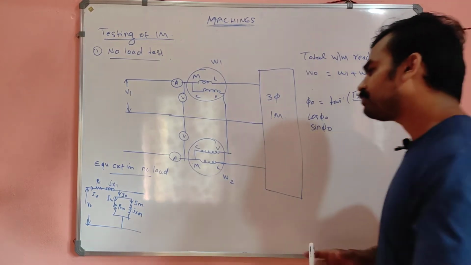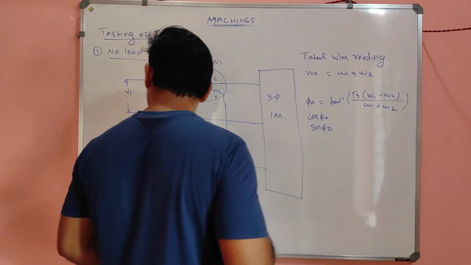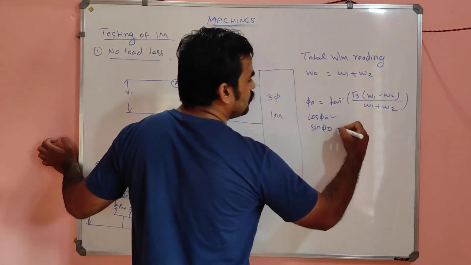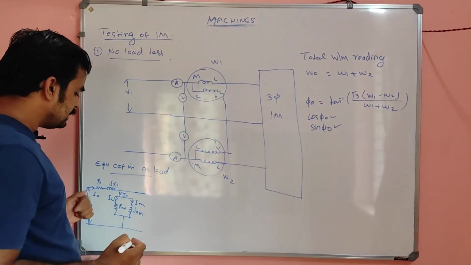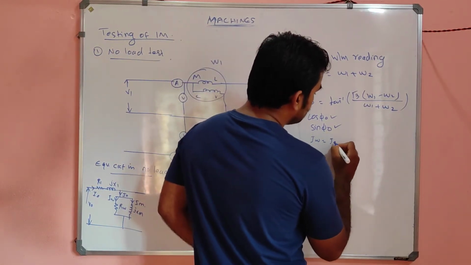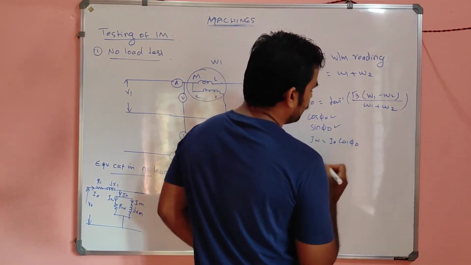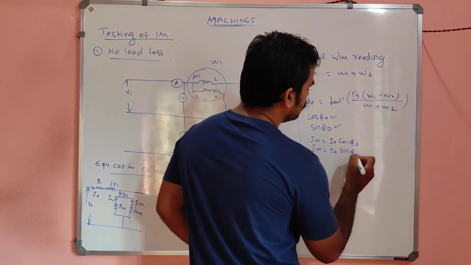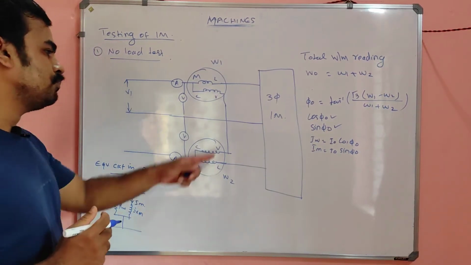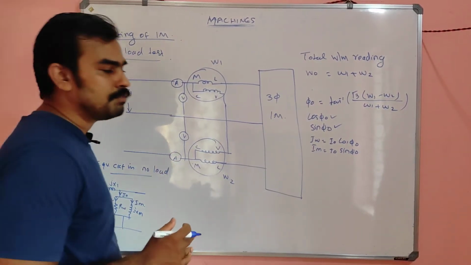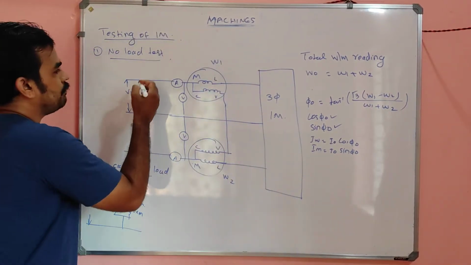Okay. So what will be the value of I omega now? If you know the value of cos phi 0 and sin phi 0, I can say that IW will be equal to I0 cos phi 0. Am I correct? And IM will be equal to I0 sin phi 0. Am I correct? And you found out the value of IW and IM.